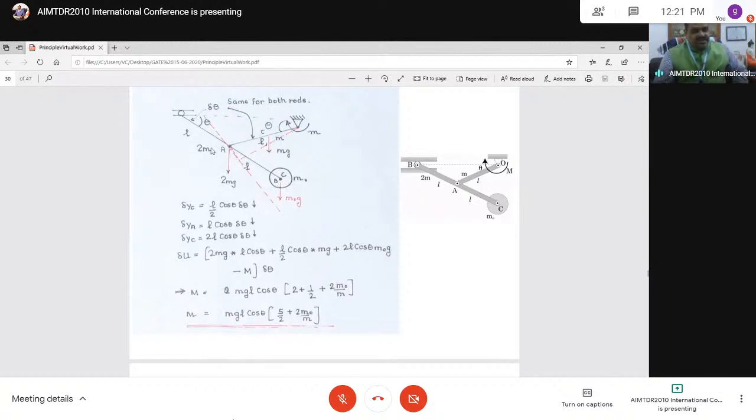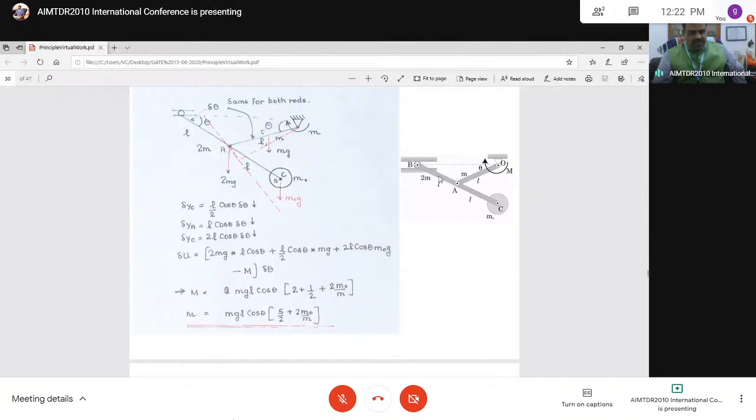See, like this, if you can consider the points, the displacement taking place here at point A, at point B, and at point C. From the geometry, this is equal to L. This if it is L, this is also L, and this is also L.